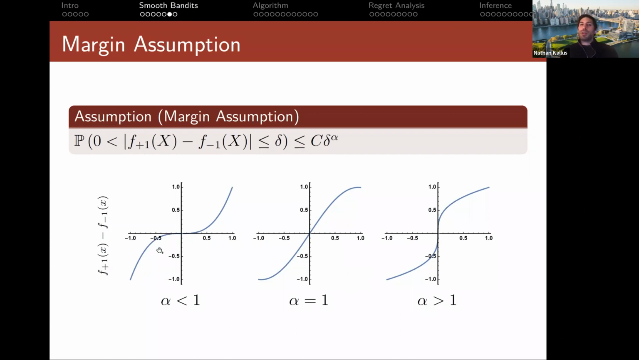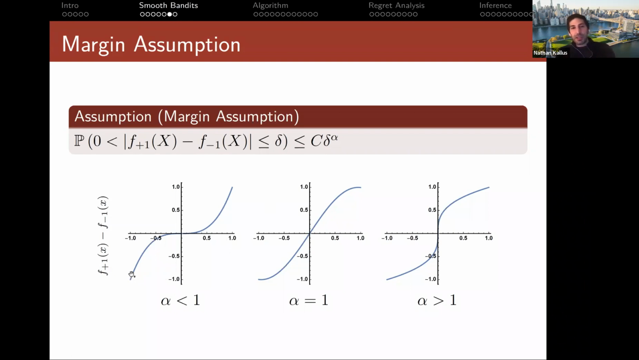So instead, what we're going to ask is, how often is it close to 0? How many bad contexts are there where it's really hard to distinguish between these two arms? So we're going to say, what fraction of contexts x have the effect function being positive, but smaller in magnitude than delta? And we're going to say that should be no more than roughly c times delta to the alpha. So if alpha is 0, this is a null assumption because we can choose c to be 1. But if alpha is bigger, then we're making some assumption.